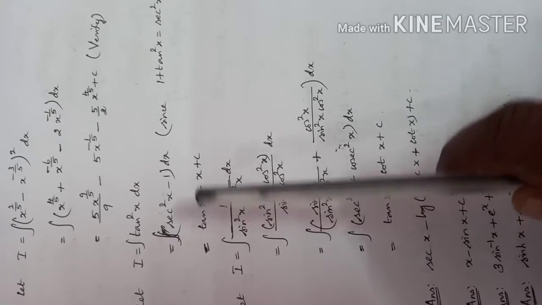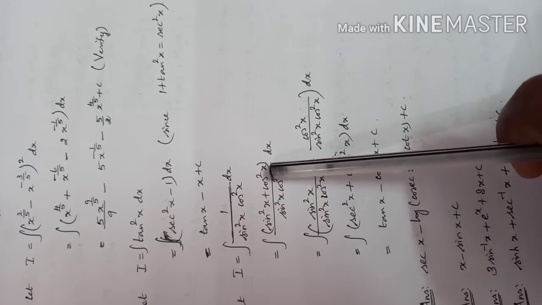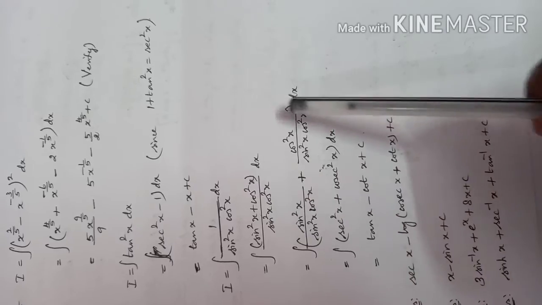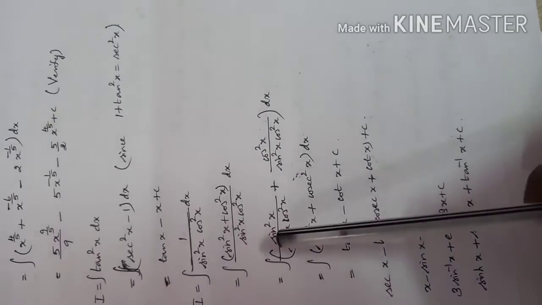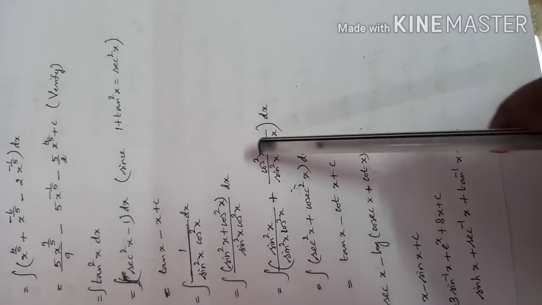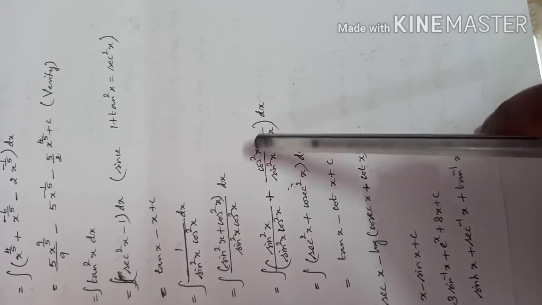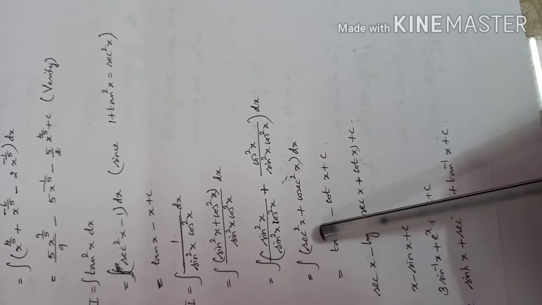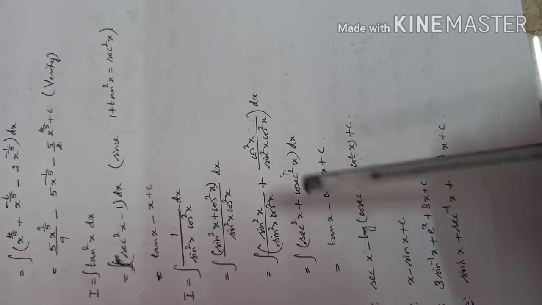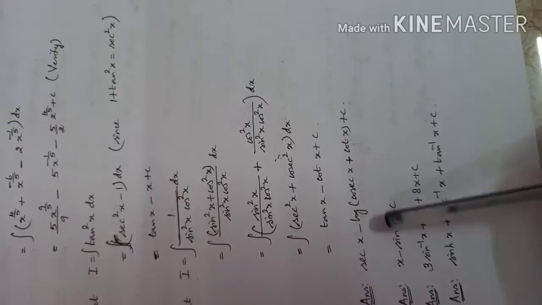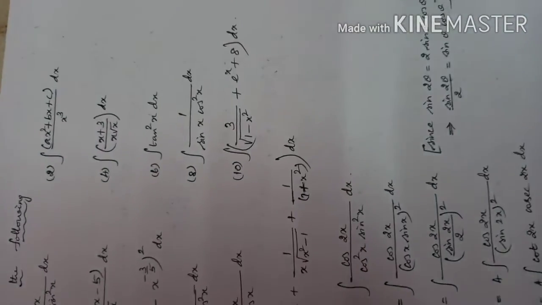See, this one can be written as sin square x plus cos square x. Separate the terms: sin square x by the denominator plus cos square x by the denominator. When sin square x gets cancelled, 1 by cos square x is secant square x. When cos square x gets cancelled, 1 by sin square x is cosecant square x. We know the formula: integral secant square x is tan x, integral cosecant square x is minus cot x, which completes the problem. And I have given the answers of the rest of the problems.